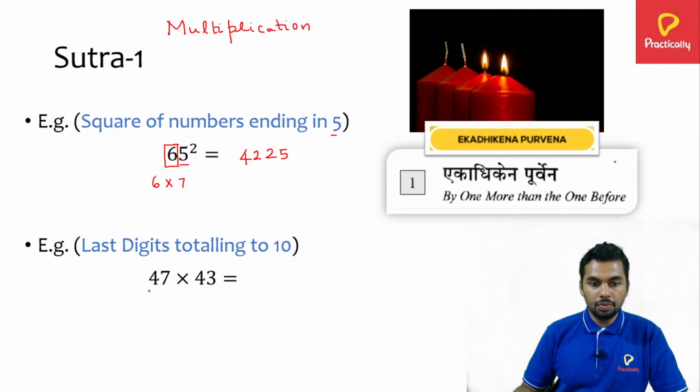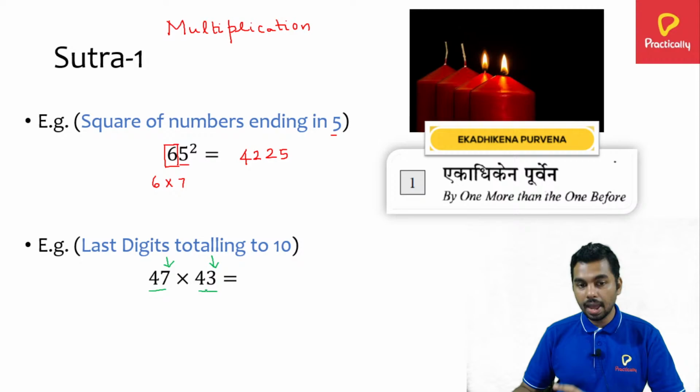So consider the number 47 and 43. If you just consider the units place digit, it is 7 and 3. The units place digits are 7 and 3, and 7 and 3 add to give the number 10. 7 plus 3 is equal to 10. Alright. So in this case, you multiply the numbers 7 multiplied by 3. What is 7 multiplied by 3? The answer is 21. You put the answer like that.